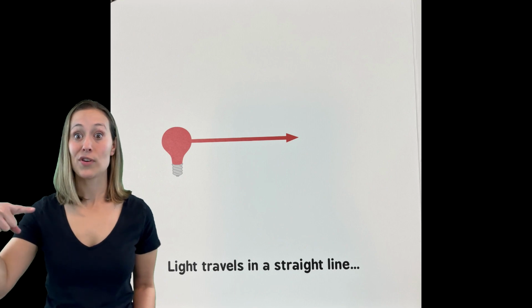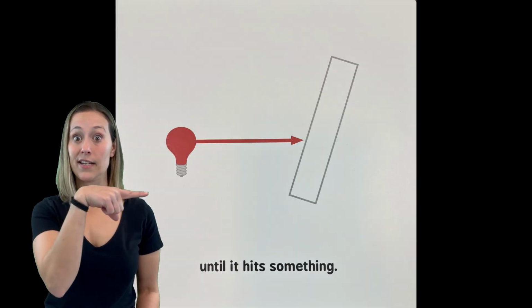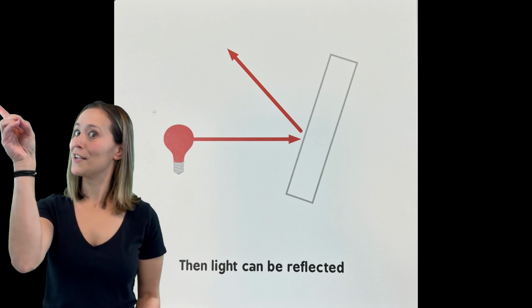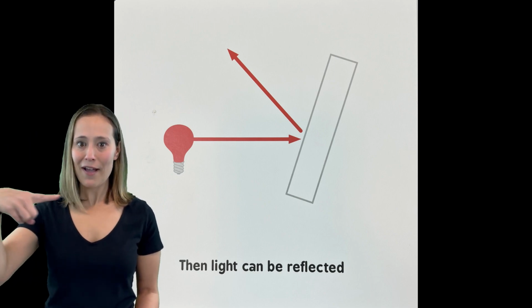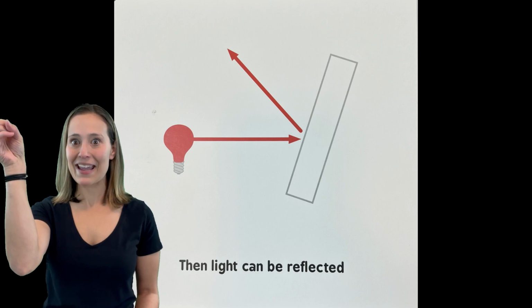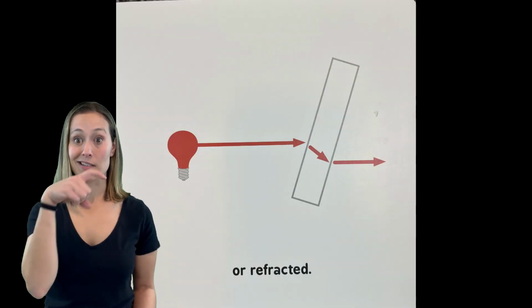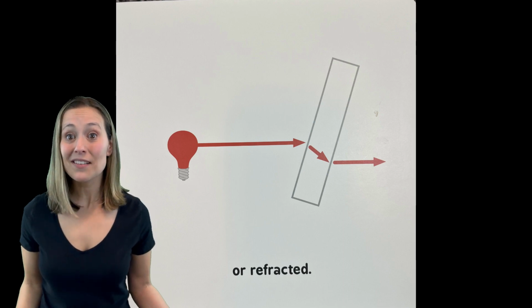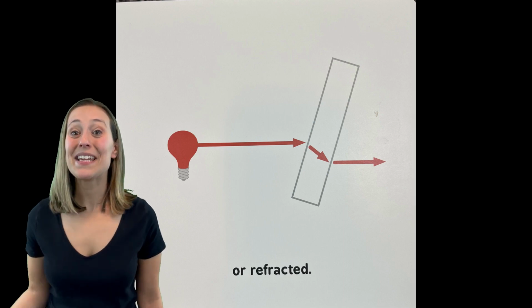You learn something new every day. Light travels in a straight line until it hits something. Then it can be reflected, just like the mirror. It travels and then is reflected back at you. Or it can be refracted. What's refracted mean, you ask? Refraction means when something is bent.